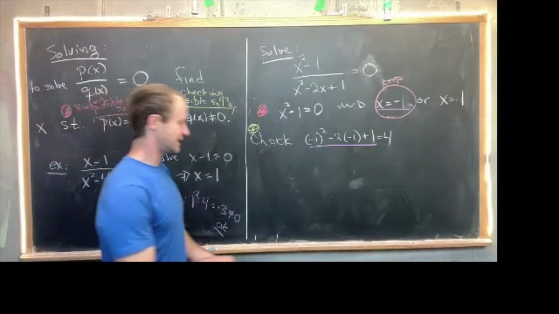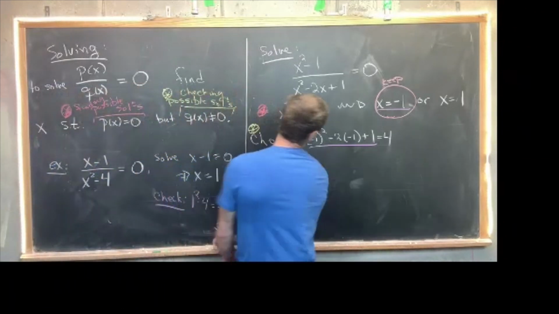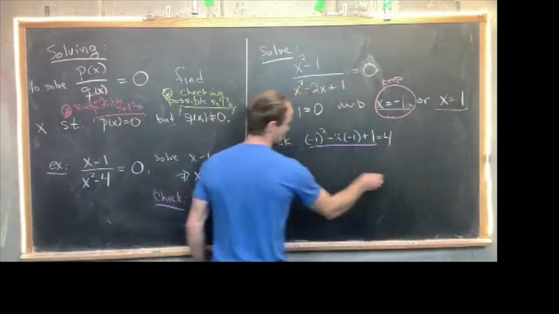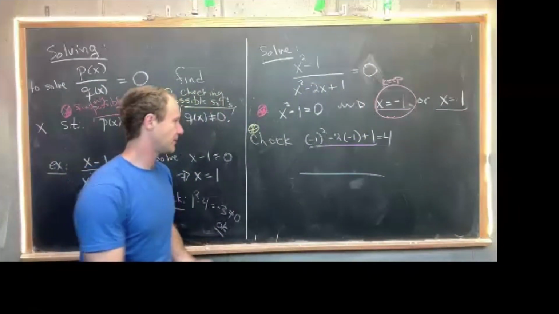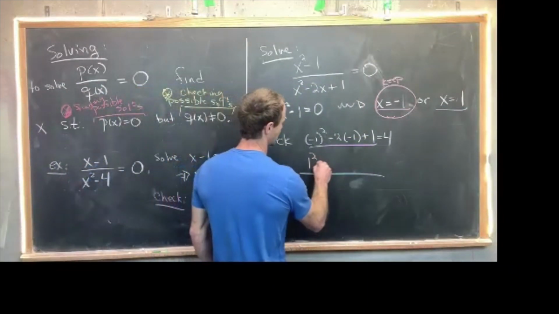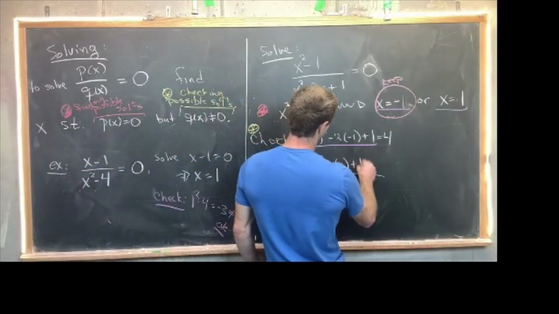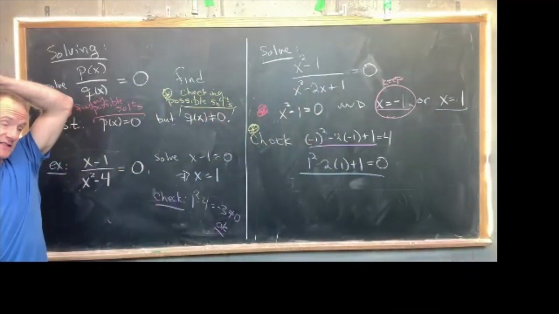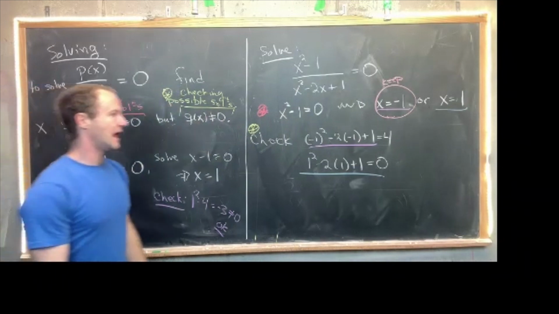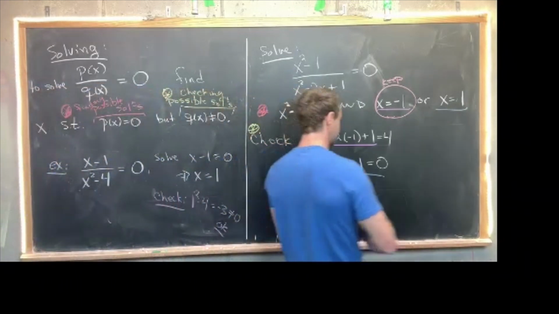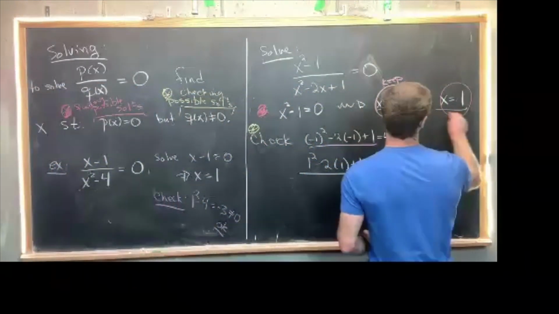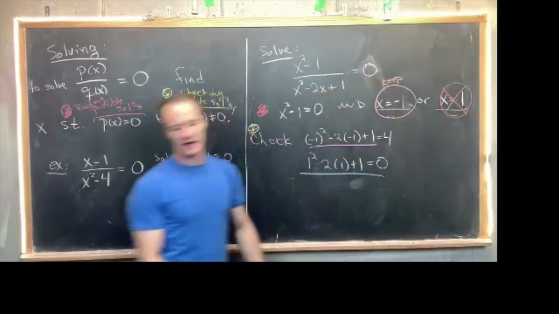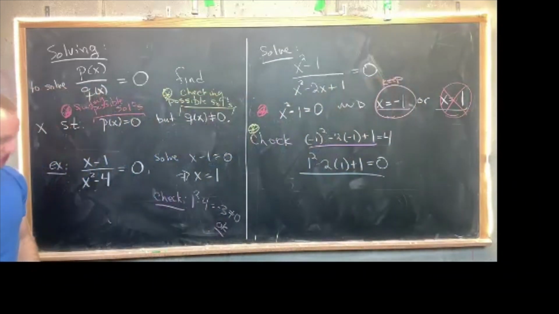Now let's check the other one. Let's plug 1 into the denominator. Notice that that gives us 1 squared minus 2 times 1 plus 1. But that is 0, right? That cancels out. And that tells us that we have to discard this one. So we can't keep that one. That is not a solution.